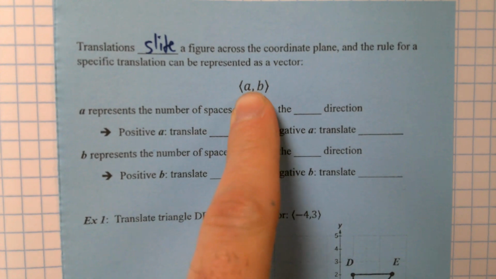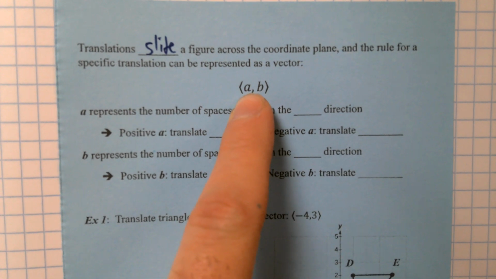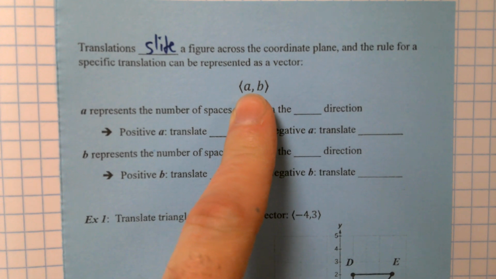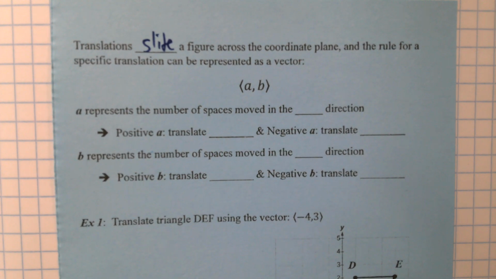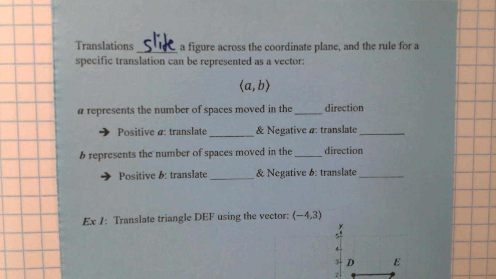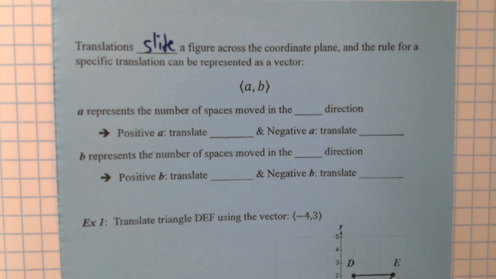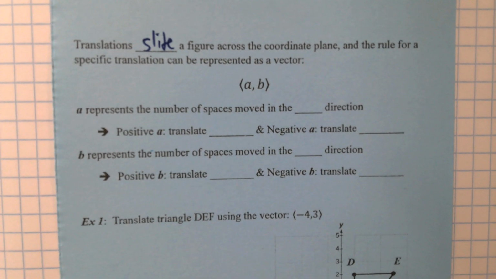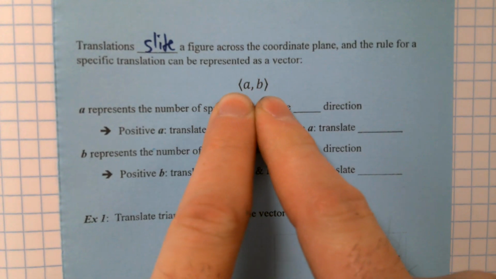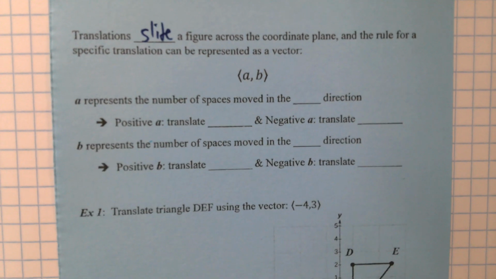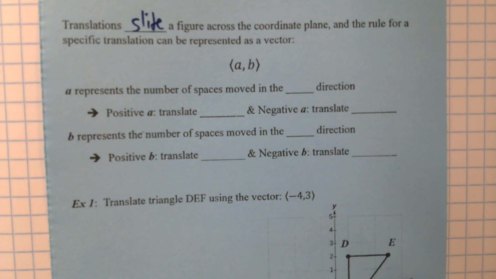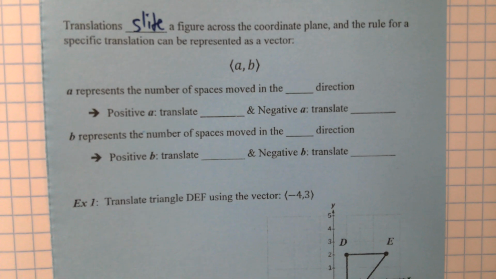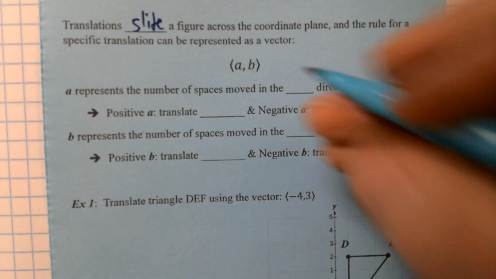What do you notice about those parentheses? They're pointy. Okay, that's how you know we're dealing with a vector, when we see pointy parentheses. Now on the homework, they're regular parentheses. I don't know why, but typically what you're going to see is a little vector with the pointy parentheses like that, okay? So a represents the number of spaces moved in the x direction, obviously, because it's going first.